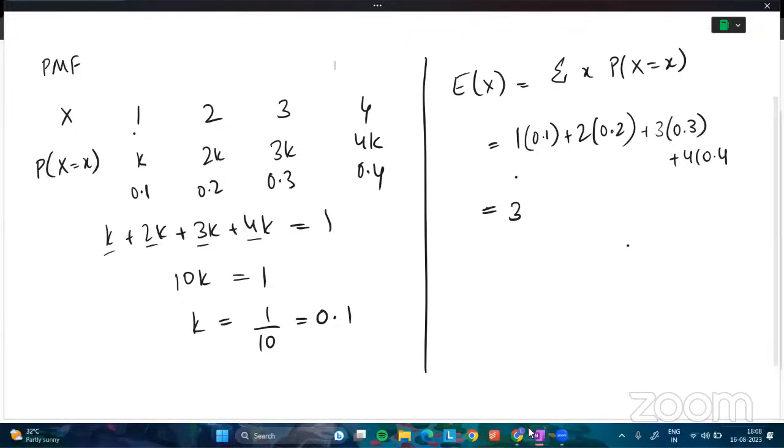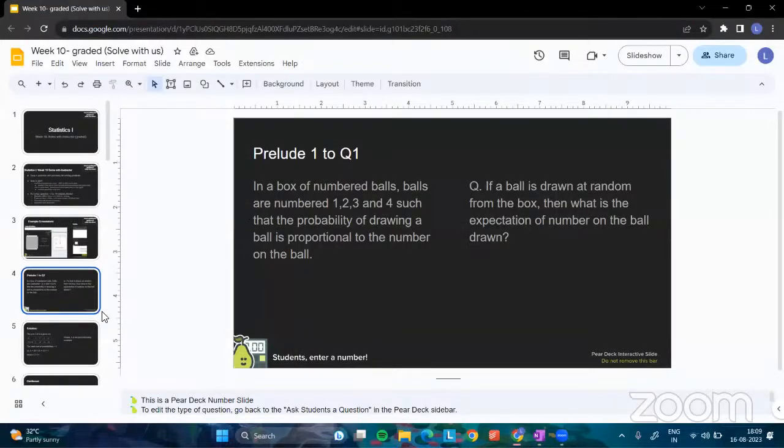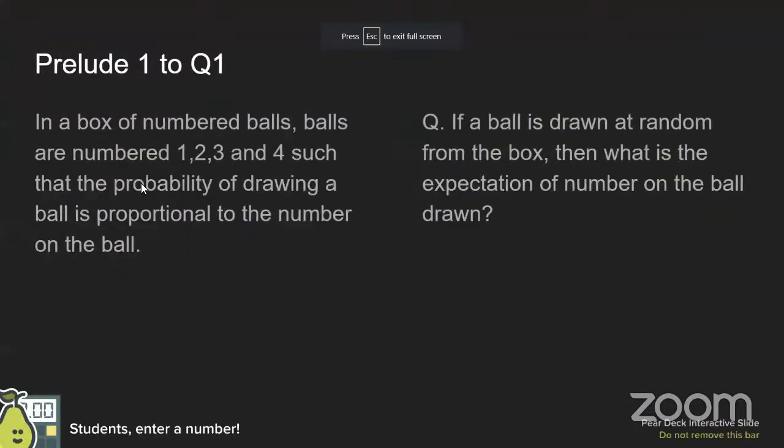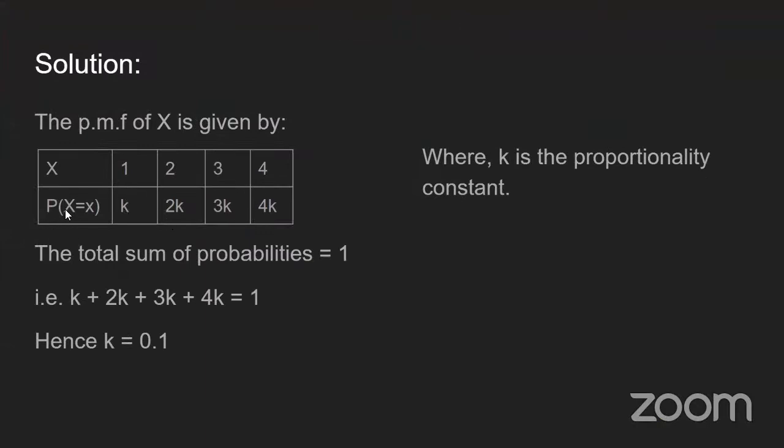Yeah, I'll show the slides also. Okay, so this is how you solve it. Now I'll show the slides and explain it. To find the solution, first we'll find the PMF of the distribution. We know that x can take the values 1 to 4, and the probability is proportional to the random variable. So it'll be 1 into a constant, 2 into a constant, and it should be the same constant. We will write it as k, 2k, 3k, and 4k. Since the sum of the probabilities is 1, we can add these up and find k.